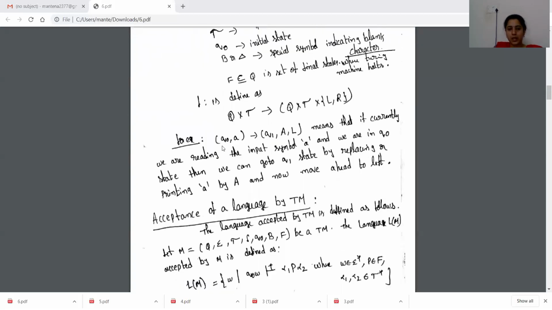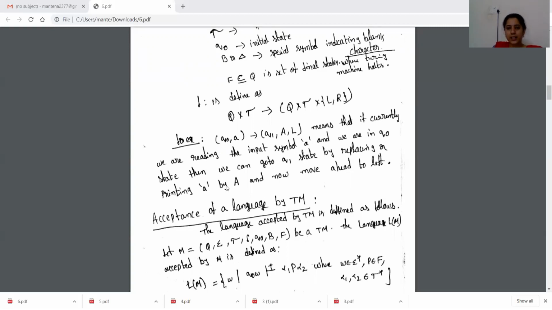For example, Q naught on a goes to Q1, capital A, L. So what it means is that from Q naught state, by reading a small a input symbol, we are going to Q1 state by writing capital A. Here in place of small a, we change that to capital A by moving to the left side. So that is the meaning. Suppose here you have small a, it means you are not writing anything onto the tape. We simply leave the reading input symbol as it is and move to the left side.